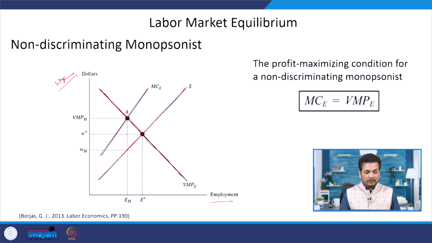So, this is the demand function and this is the supply function, non-discriminating monopsonist, and this is the marginal cost for the non-discriminating monopsonist. If you look at the profit maximizing condition, it is where the marginal cost equals the marginal product. Now, the demand function is guided by the value of marginal product of labor, and this is the marginal cost of the worker. So, the farm is getting the equilibrium at point A by hiring EM amount of workers.